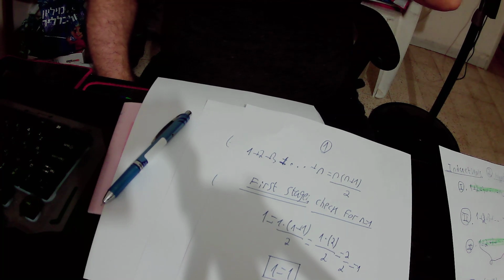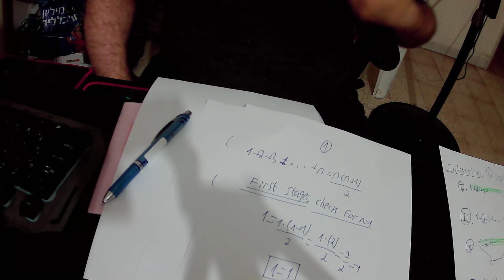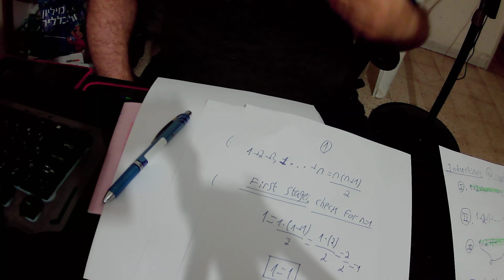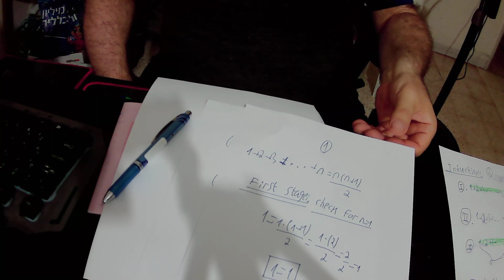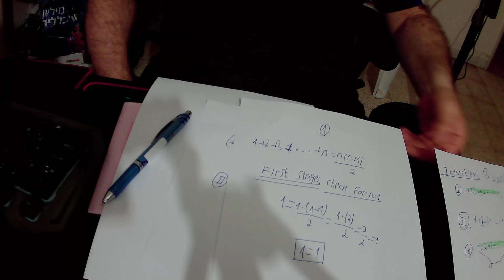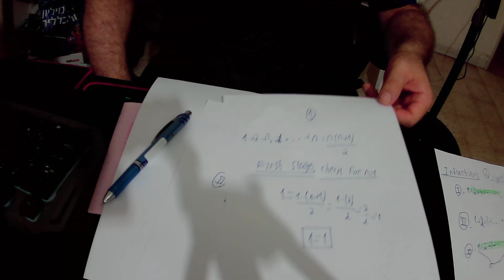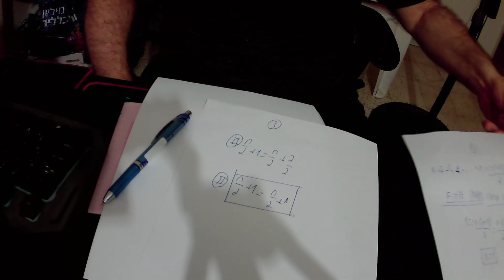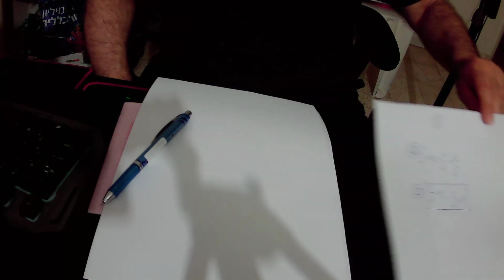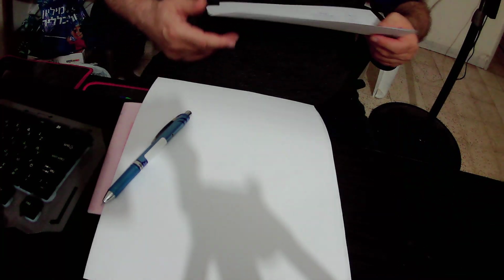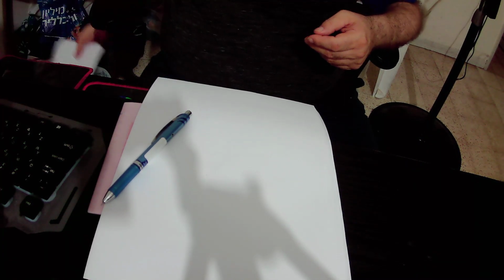In the same way we will prove that the statement is true for n that equals 5, 6, 7. So in this way we actually proved that this statement is true for all the natural numbers. Okay, so we finished with the first example. Now we will move to the second example.